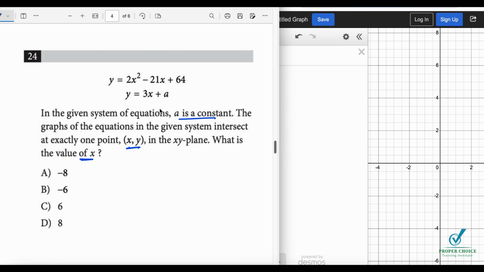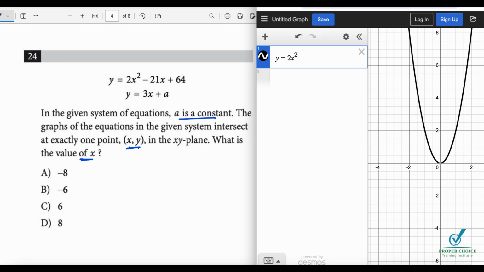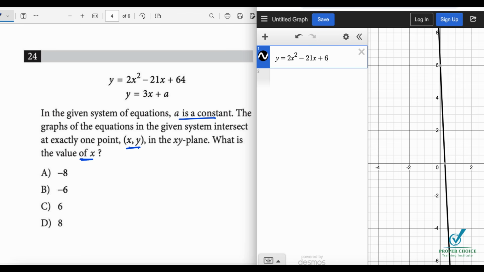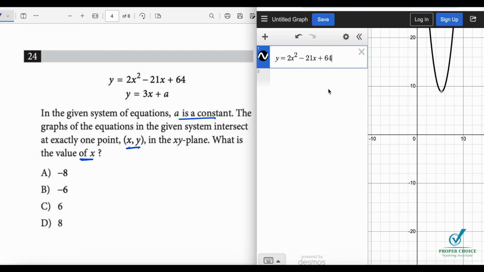But here we don't know a. So anyway, you simply need to type it on Desmos and add a slider for a, and check for what value of a those graphs are intersecting at one point and what the x value is over there. Simply type it as y equals 2x squared minus 21x plus 64. This is the graph, and enter next: y equals 3x plus a.